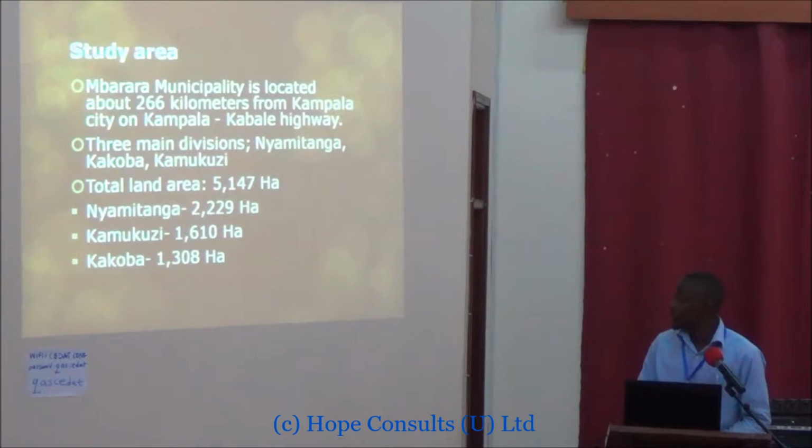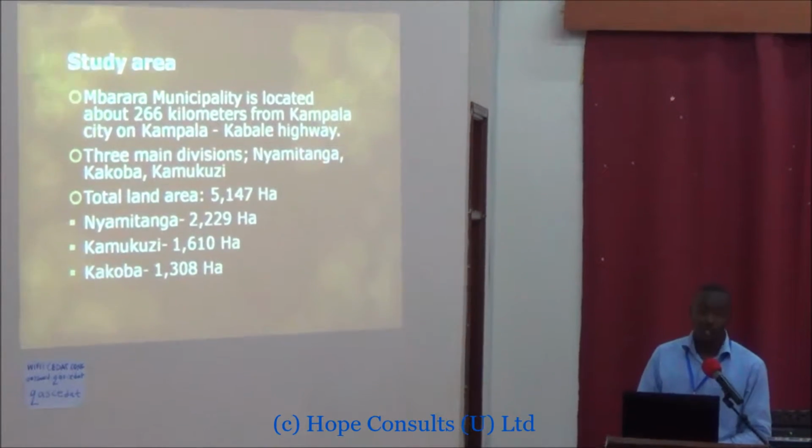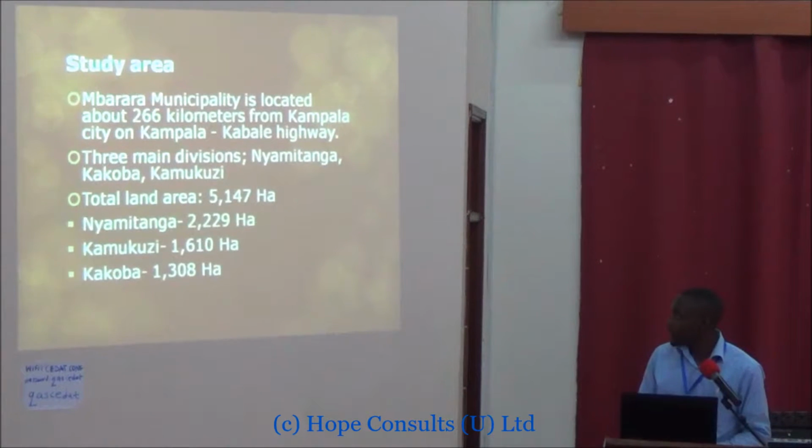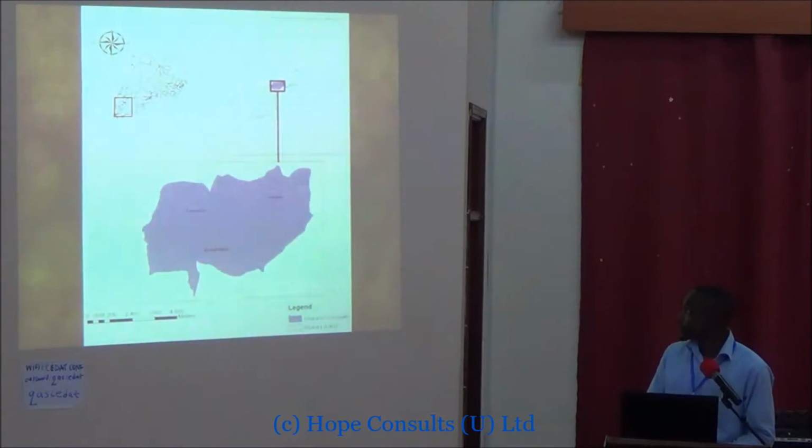It is one of the 22 municipalities. Today, the president has accepted some more municipalities, so it is one of the many municipalities in Uganda. The three administrative divisions are Nyamitanga, Kamukuzi, and Kakoba. Nyamitanga takes the highest percentage of land area, and Kakoba comes last. That is the study area, from Uganda to the district itself, then to the three administrative divisions.